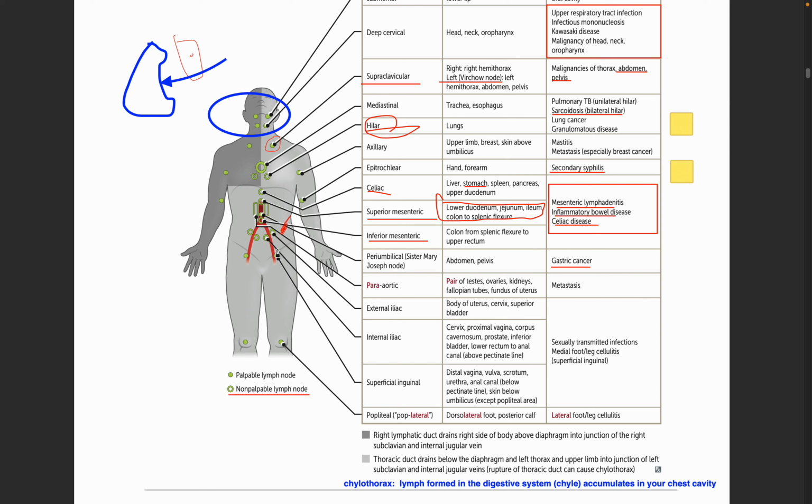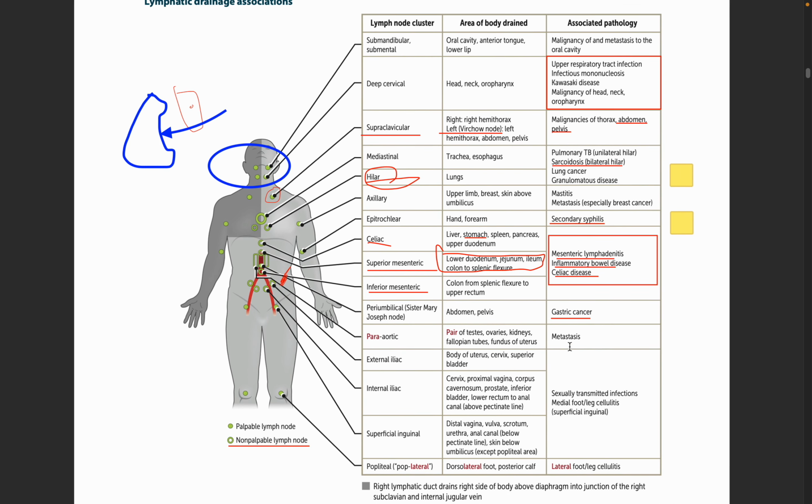Okay, para-aortic means, tell me, around the aorta. These are the lymph nodes which receive lymph from the pair of testes, the pair of ovaries, the pair of kidneys, the pair of fallopian tubes, and the fundus of the uterus. All the kinds of pairs, you have to remember, are drained into the para-aortic nodes. Pair of testes, pair of ovaries, pair of kidneys, pair of fallopian tubes and fundus of uterus.